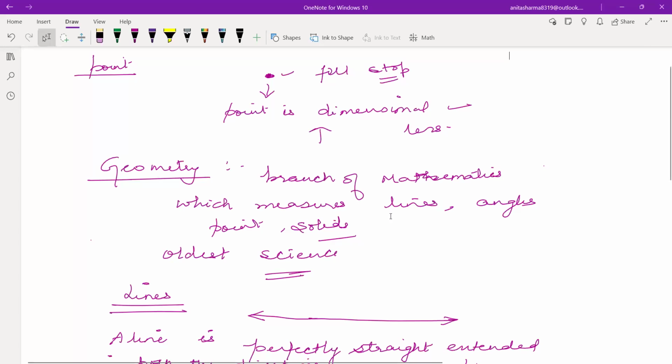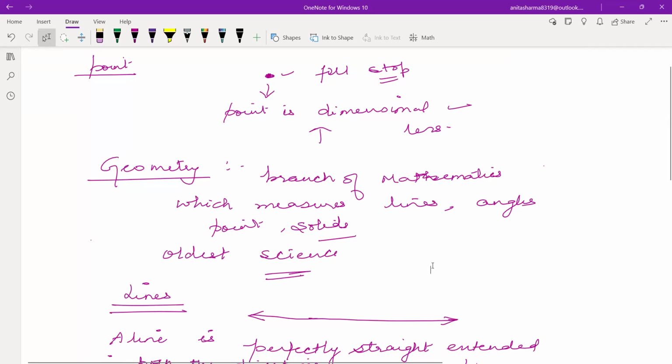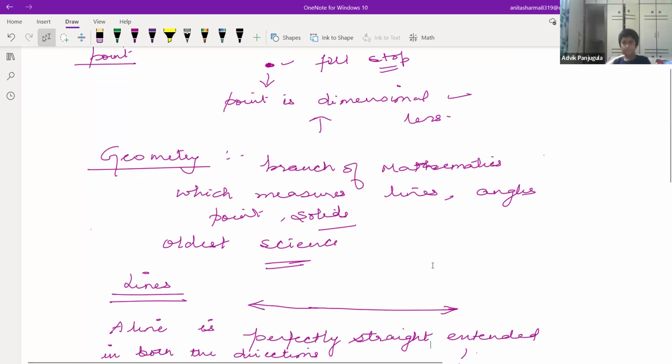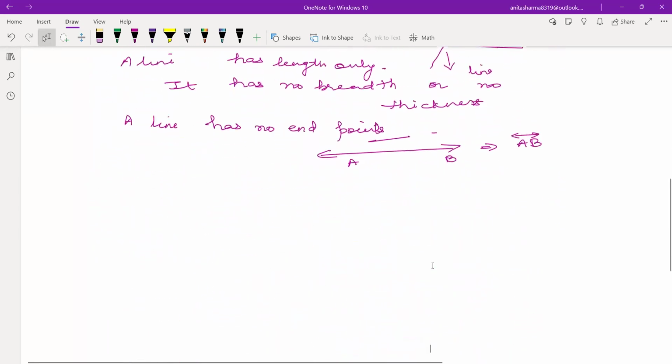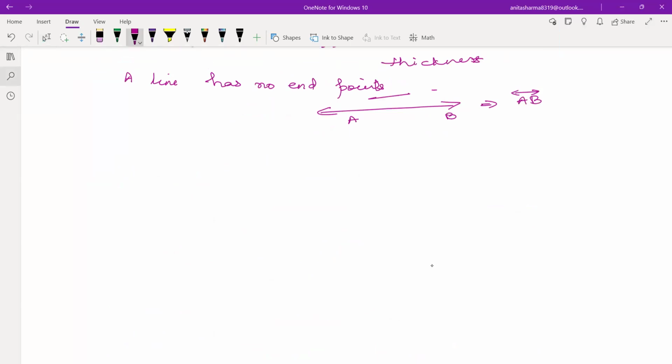Ma'am, I have a doubt. Ma'am, do lines have any dimension? A line has only length. It has dimension, but it has only length. A point has no dimension. Okay. Ma'am, my laptop got switched off, that's why I left the meeting. Okay, okay.